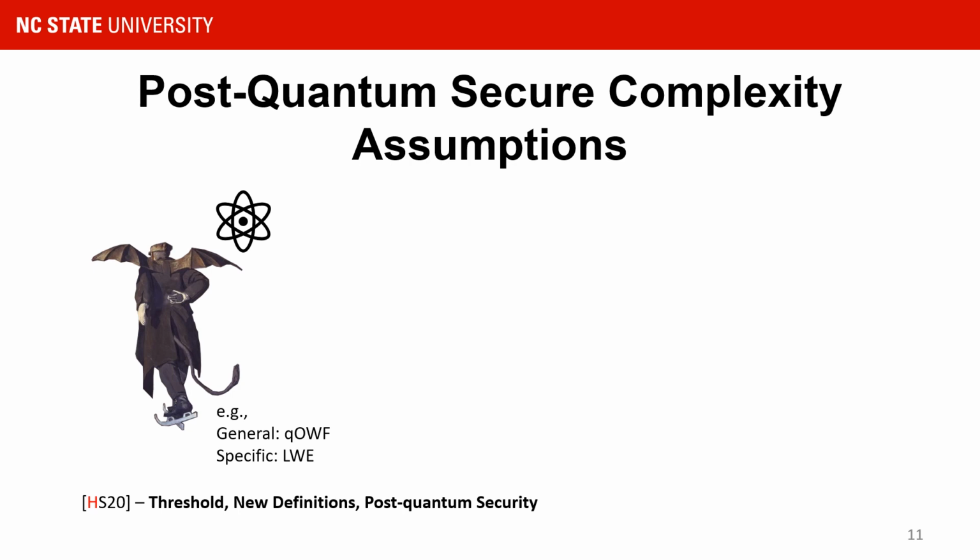And so for us, basically what I'm going to do is set up some post-quantum secure assumptions that are general, and then I will prove that my ring signature scheme is secure, assuming that these general problems are secure.